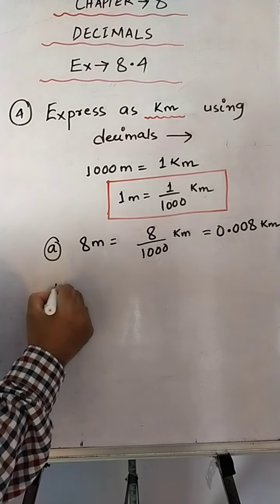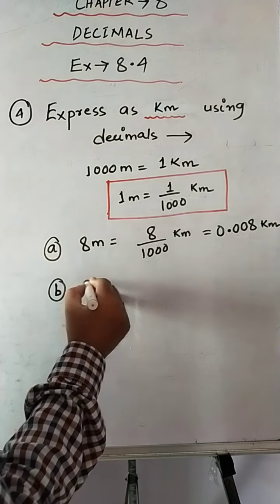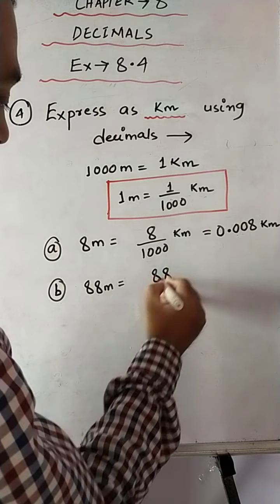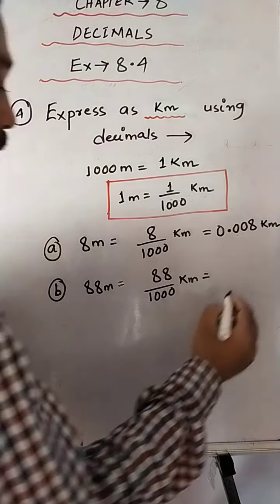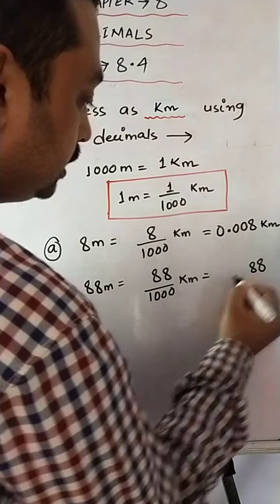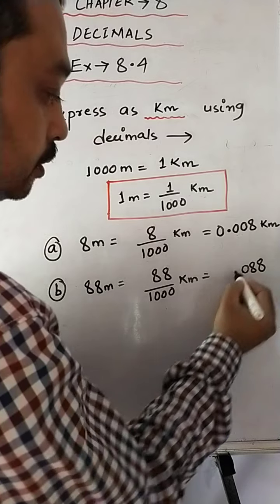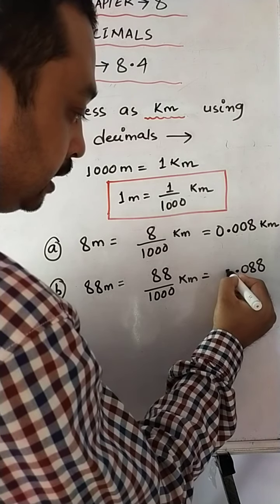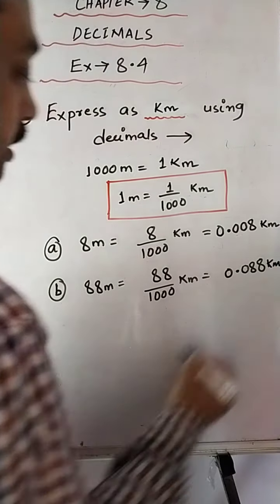Okay, now let's do sum number B. Now what is sum number B? 88 meter. That means we have to divide this 88 by 1000. So the required answer would be what? 8. The 3 zeros are there, 2 digits are there, so we have to add 1 more 0. Now see, 3 digits. After 3 digits you have to put the point. Then in the whole part you have to also put a 0 here. So this is the required answer.